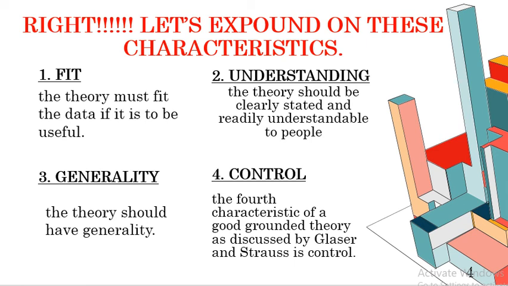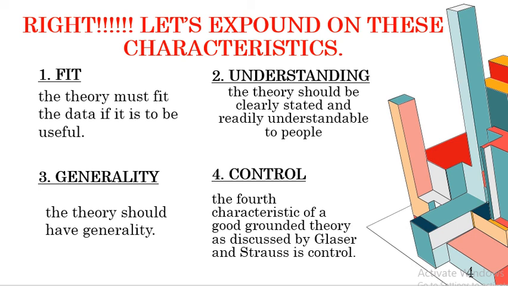And number three, the theory should have generality, which simply means that the scope of the theory and its conceptual level should not be so specific that the theory only applies to one small set of people or to a specific situation. The theory should be usable in different situations or with different groups of people. It should not be specific. And number four, one should have control over the theory. If one is to use the theory, he or she should have control over the phenomenon that the theory is to explain.